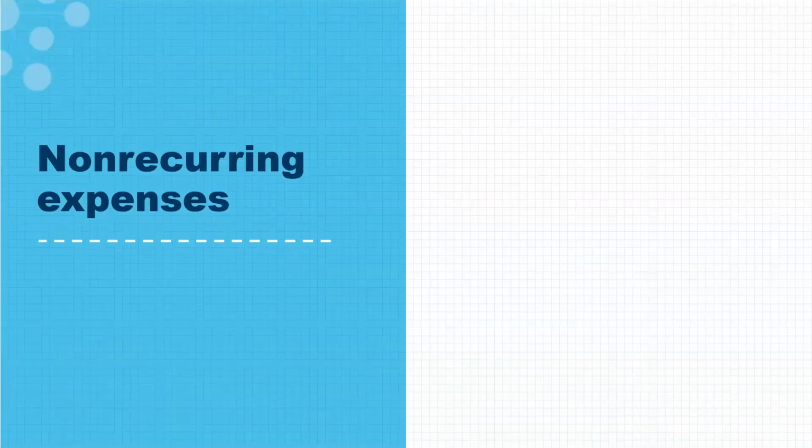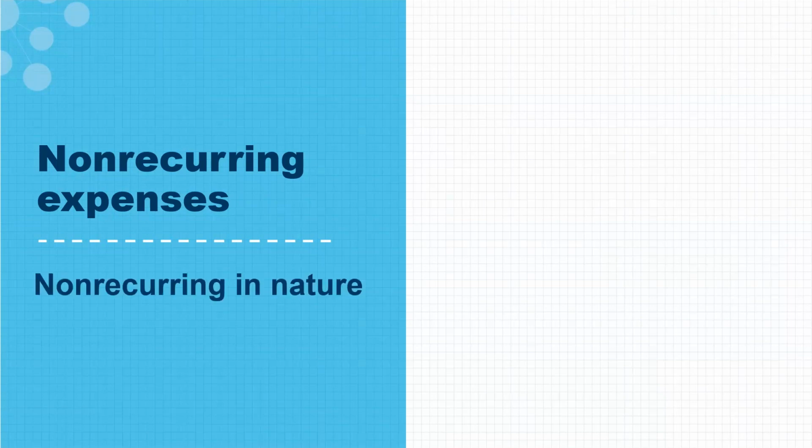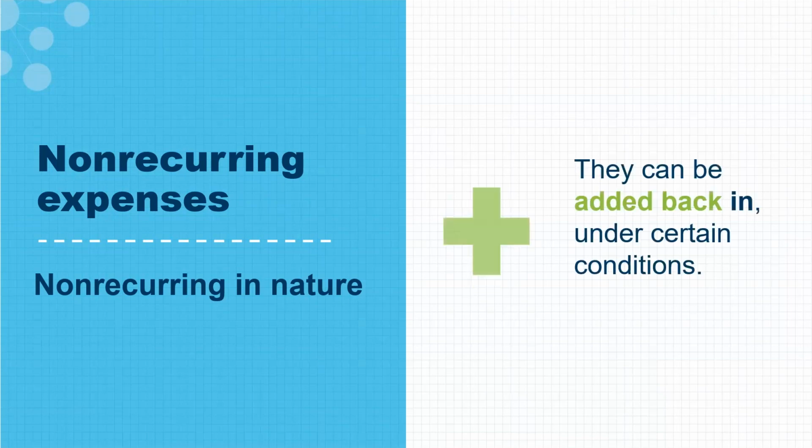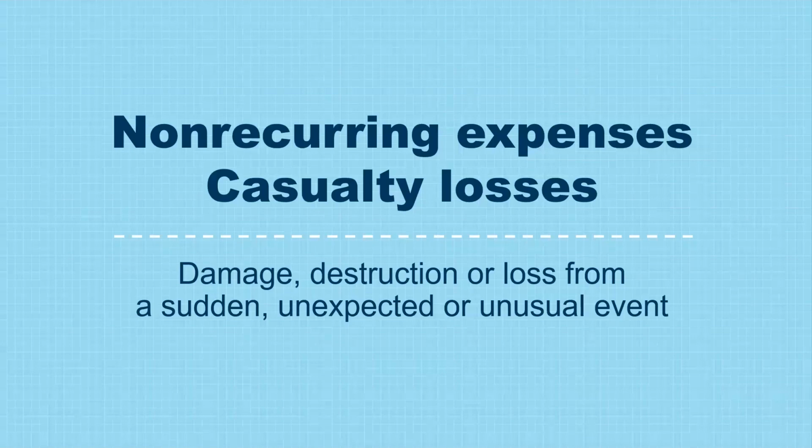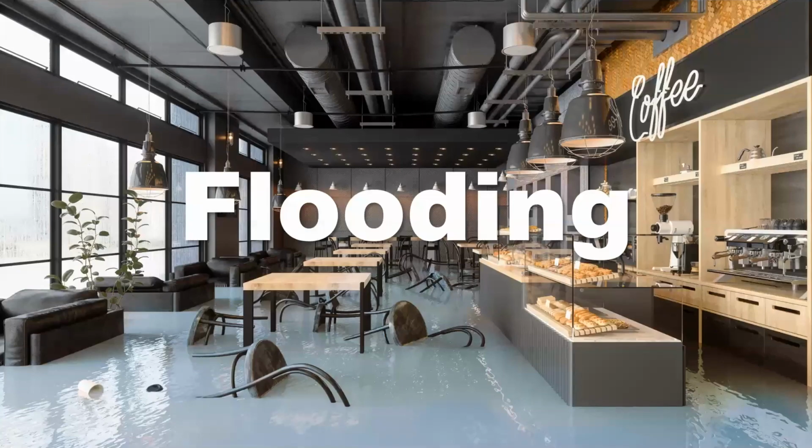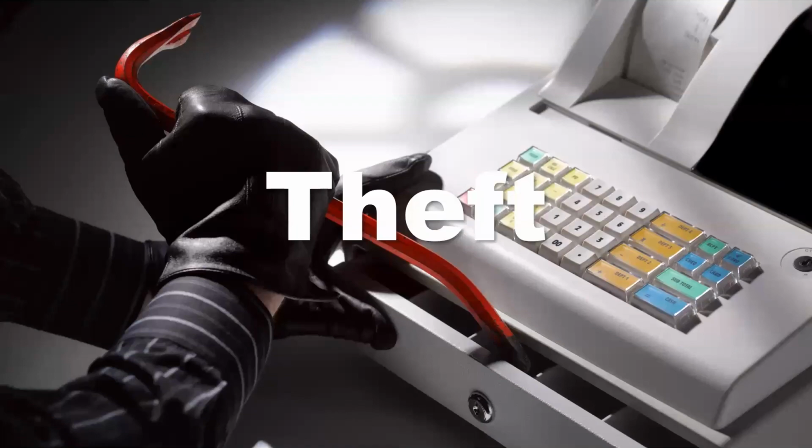Moving on now to the last part of the third key concept, non-recurring expenses. If you determine that there are expenses claimed by the business that are non-recurring in nature, they can be added back under certain conditions. Non-recurring expenses or casualty losses are described as damage, destruction, or loss from a sudden, unexpected, or unusual event. Examples are fire, flooding, or even theft.